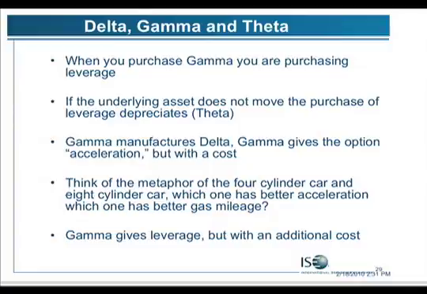If the underlying asset does not move, the purchase of the option, the purchase of leverage, depreciates. That's called theta. That benefits the option seller. Gamma manufactures delta. Gamma gives the option acceleration, but with a cost. Think of the metaphor of the 4-cylinder car versus the 8-cylinder car. Which one has better acceleration? Well, the 8. The problem is that its theta is higher. Well, that, of course, is called gas mileage. Gas mileage is poorer. So if you're always buying at-the-money options, you're getting more gamma, but with a cost, the theta.